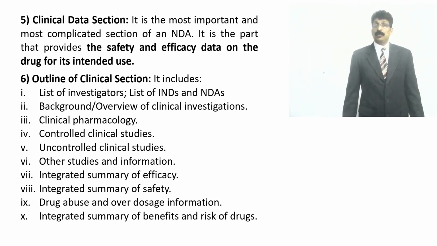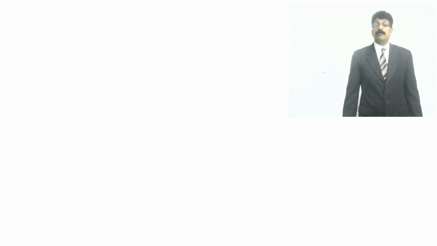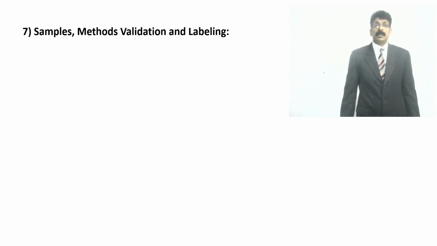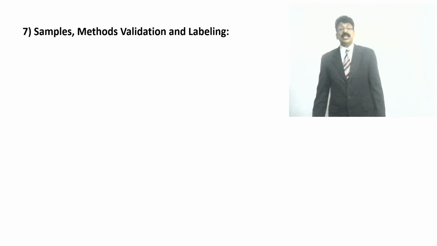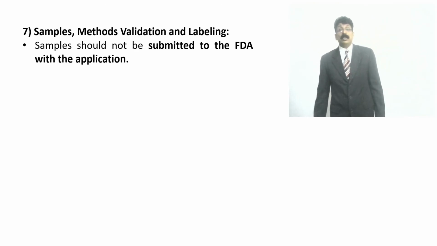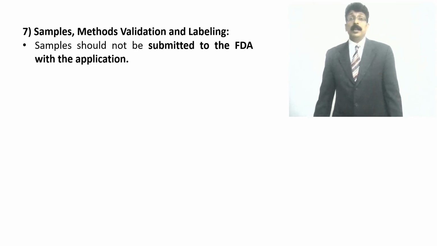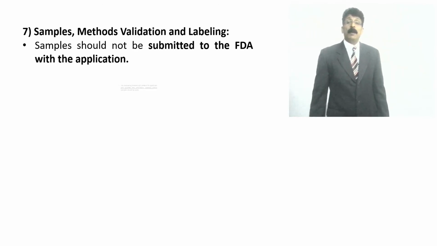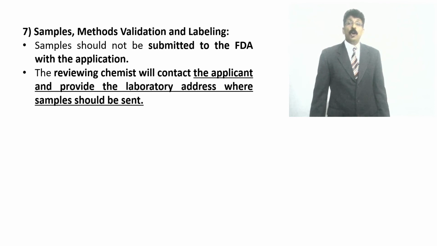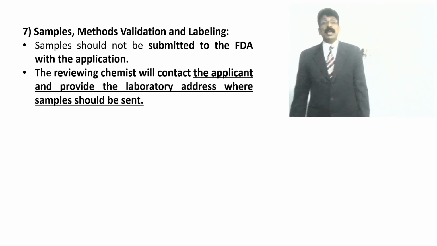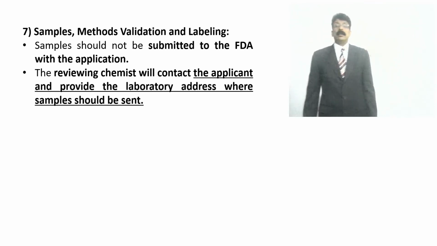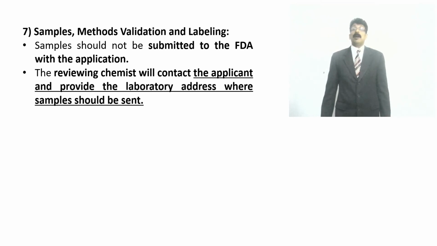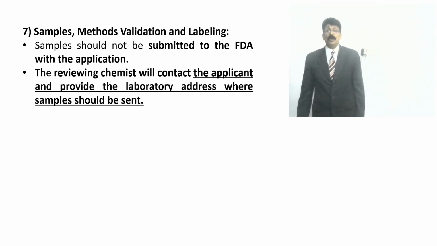So this all list should be specified for a clinical study. Samples, method validation and the labeling are also important. Samples should be patient samples submitted to FDA with the application. The reviewing chemist will contact the applicant and provide the laboratory address, also they should give where the samples should be sent.